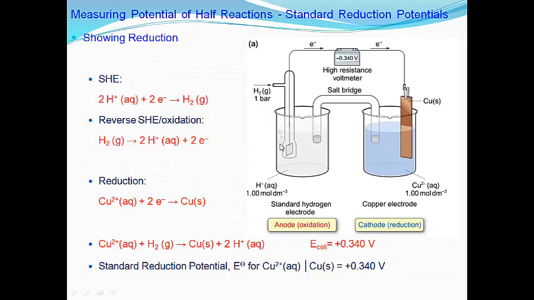So when we measure the voltage, we see that the voltage is 0.340, which tells us that current is flowing in a positive direction. If current is flowing in a positive direction, it means that electrons are moving from the SHE to the half cell with copper and copper 2+.